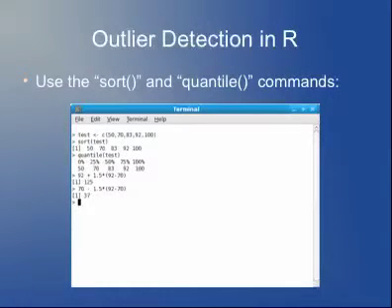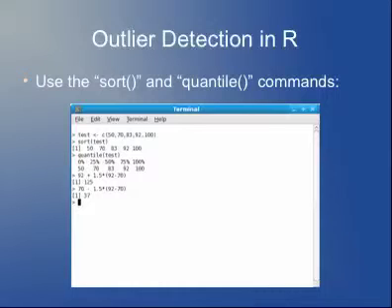And if you really wanted to do that in R, here are the R commands to do it. Recall in R, if you give it the sort command, it will sort a data set from smallest to largest. And if you give it the quantile command, it will give you the 0, 25, 50, 75, and 100% quantiles of the distribution by default. You can specify other quantiles if you want, but for today, this just shows how you can take the third quartile plus 1.5 times the IQR, and the first quartile minus 1.5 times the IQR.